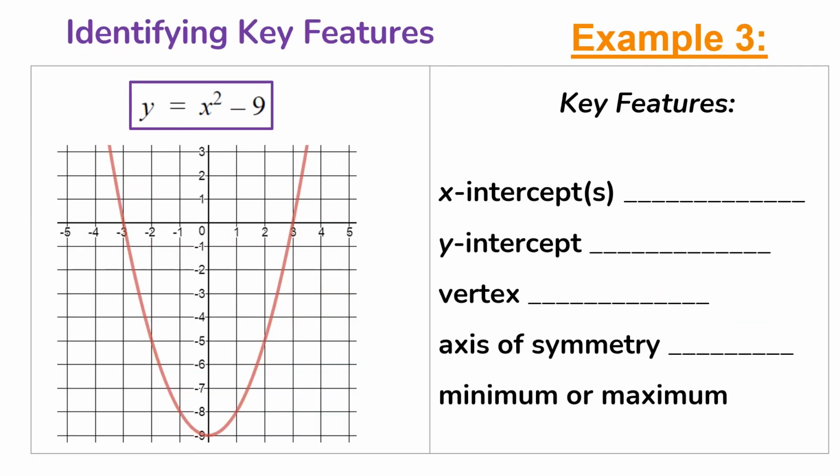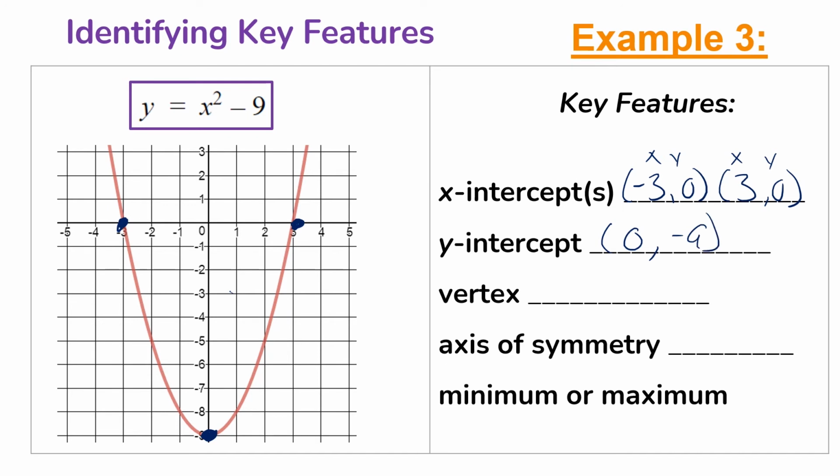Let's take a look at more key features. The x-intercepts are here at -3 and +3. So the ordered pairs would be -3, 0 and 3, 0. Because remember, in every ordered pair you have an x and a y, and your x is always first. Your y-intercept is -9. You see it down here. This is where the graph crosses the y-axis. And so the ordered pair will be 0, -9.